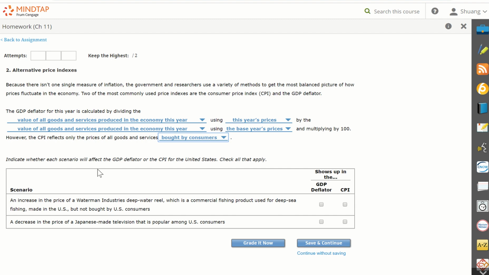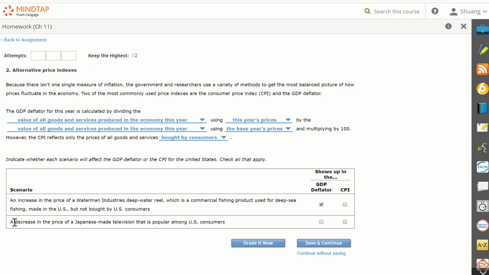All right, so next, an increase in the price of a deep sea reel, which is a commercial fishing product used for deep sea fishing, made in the US but not bought by US consumers. So this will be reflected in our GDP deflator because that's a part of investment. It's not in consumption because the consumers don't buy this.